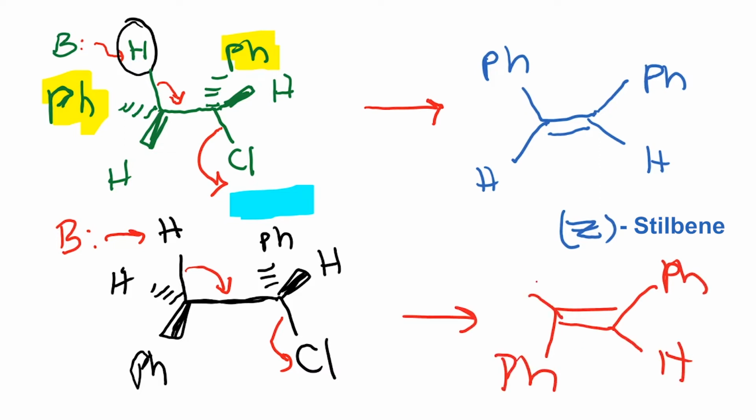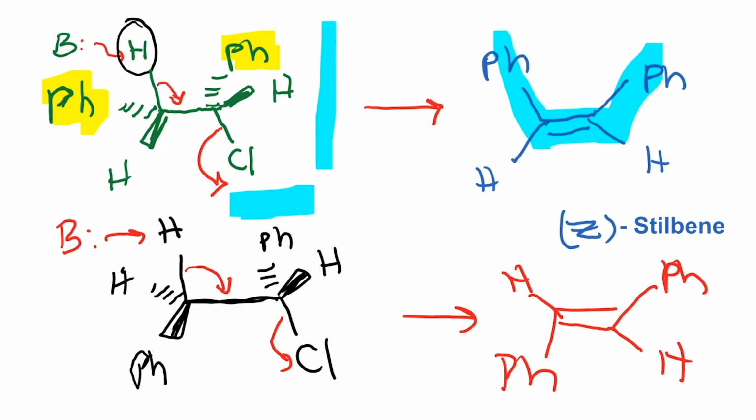Okay, so just to recap, we're taking this starting material and treating it with a non-nucleophilic base, maybe potassium tert-butoxide or something like that, and we're looking at the products that could be formed. From this conformation, we end up with the Z isomer, and if we start with this compound, we end up with the E product.